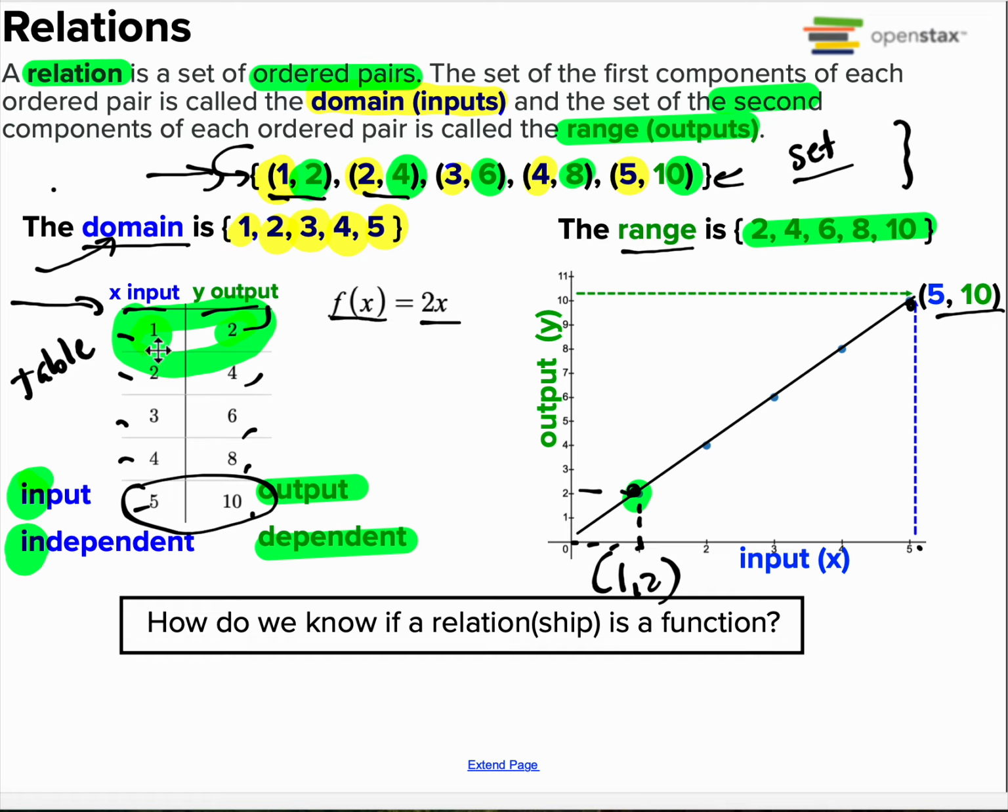So when I input 1, f of 1 is equal to 2 times 1, which equals 2. So when I input 1, I output 2. f of 2 is equal to 2 times 2, which is equal to 4. So every time I tell it what x value I'm inputting, I just substitute it into the equation. So when I input 2, I output 4.